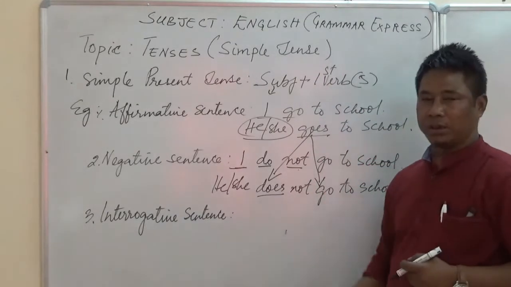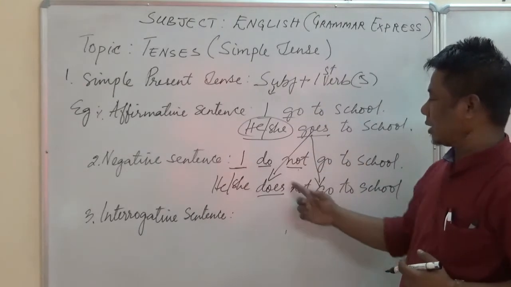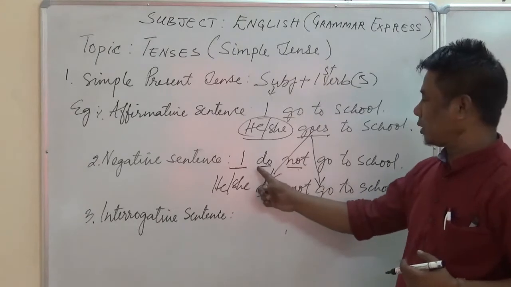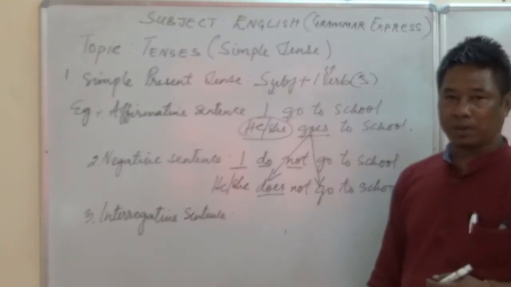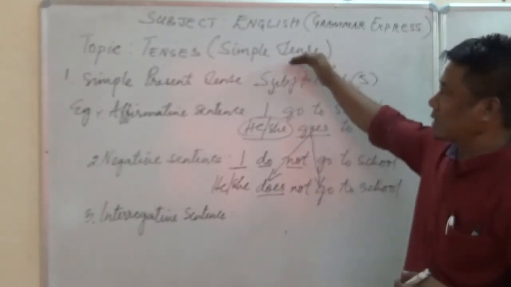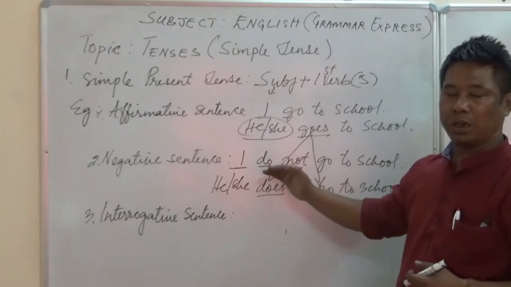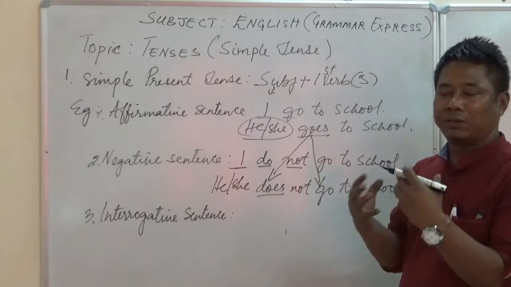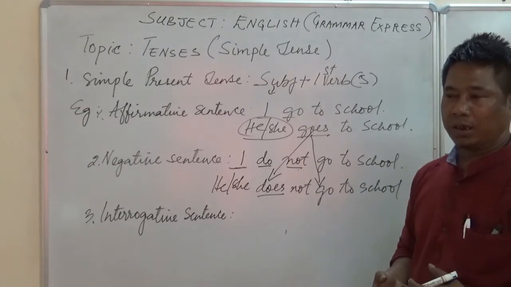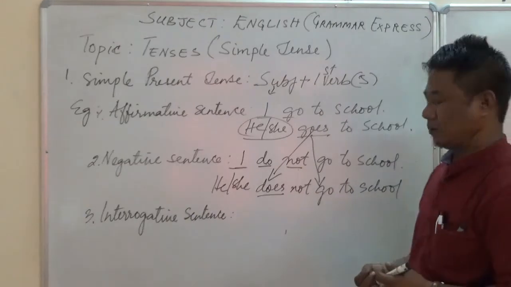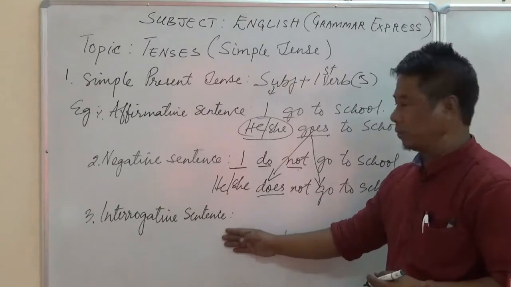So questions here, negative sentence, interrogative sentence, like negative interrogative sentence, it's a simple present tense of do and does. So to do that, let's see, how do we make?